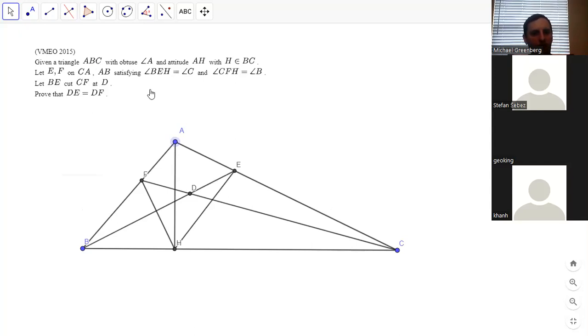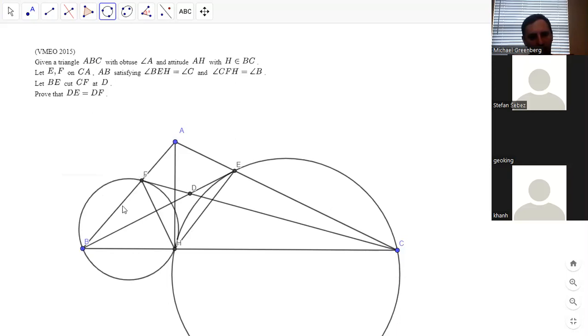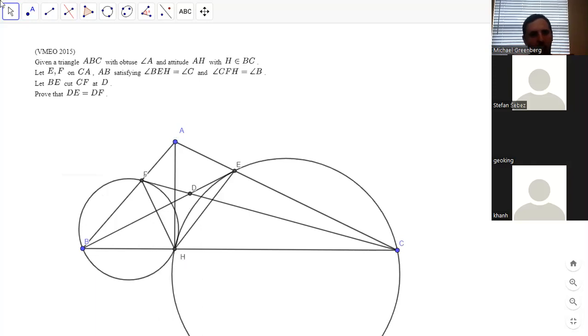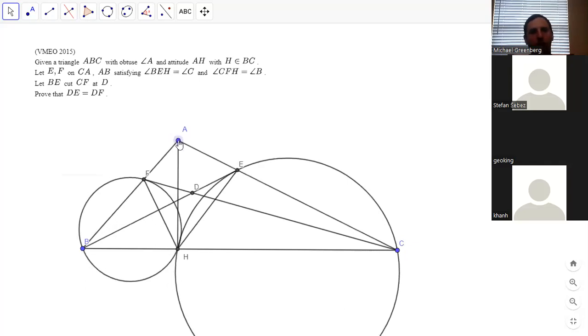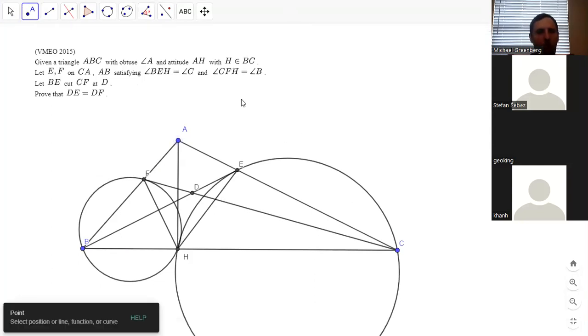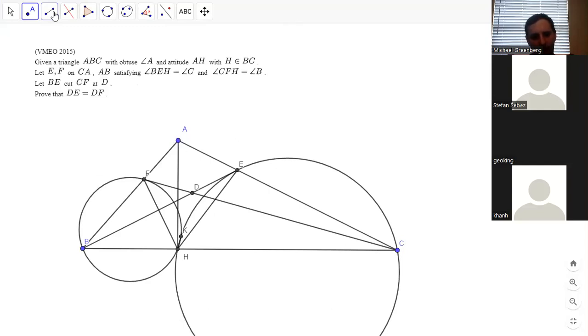So basically, BE is tangent to this circle, and CF is tangent to this circle. And we want to show that DE equals DF. So yeah, D has to lie on the radical axis of those two circles. So basically we want to show D, K, and H are collinear.